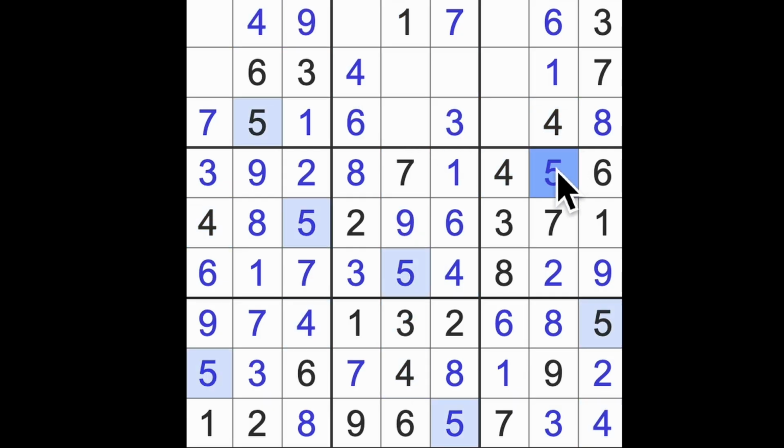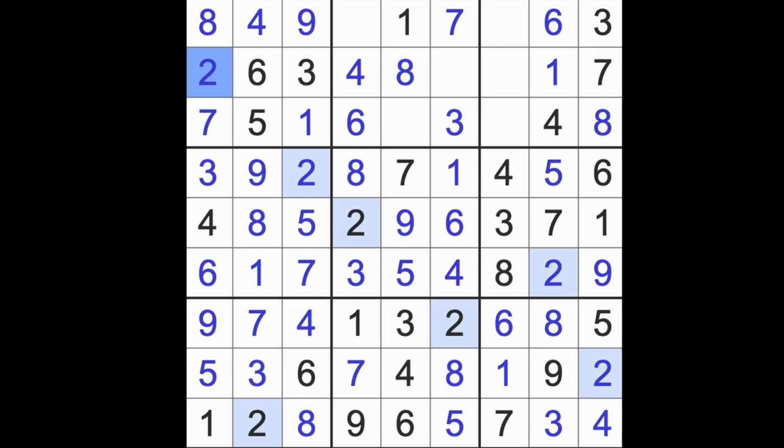How about 5s? Not sure. 8. 8, yes. 8 across and up. And then 8 across there. There's our 8. That's the end of the game, of course.